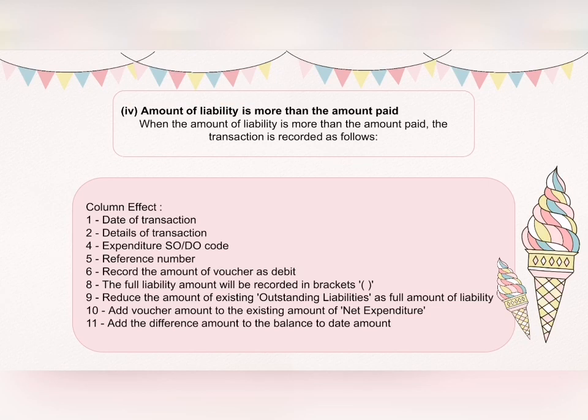The last type of expenditure is amount of liability that is more than the amount paid, for example, when there is a discount. The columns affected are columns 1, 2, 4, 5, 6, 8, 9, 10, and 11. In column 8, the full amount of liability will be recorded in brackets, and in column 11, the difference will be added to the balance to debt. For example, when the amount of liability is 20,000 and the discount given is 2,000, this 2,000 will be added back to the balance to debt column.